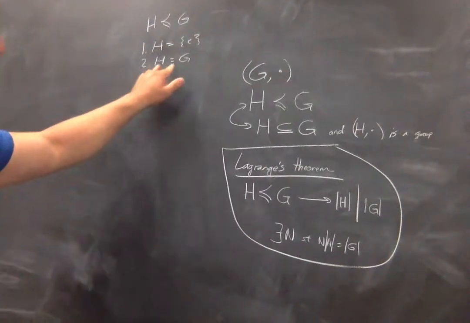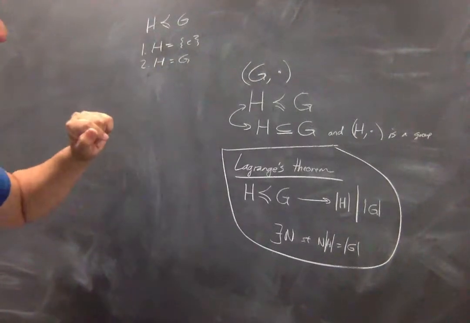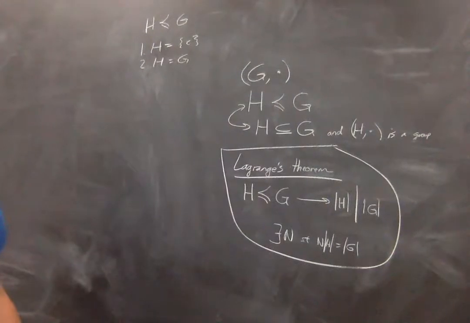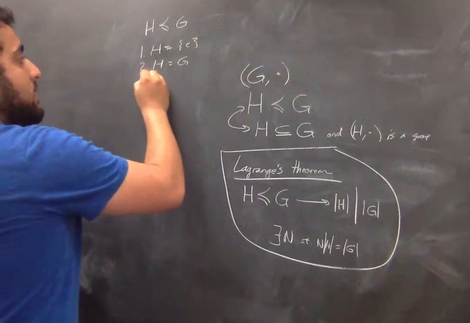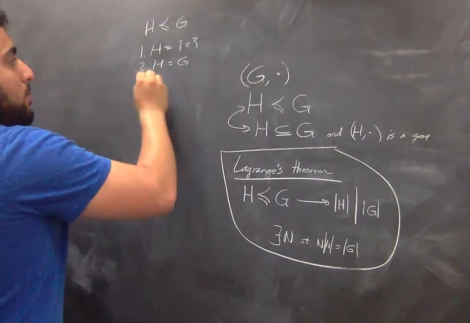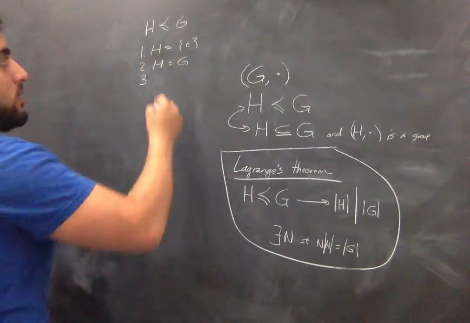If H is G, then the size of H is the size of G, and the size of G does divide the size of G because any number divides itself. So it's kind of trivially proven for the first two cases. Now the interesting case would be some non-trivial subgroup.